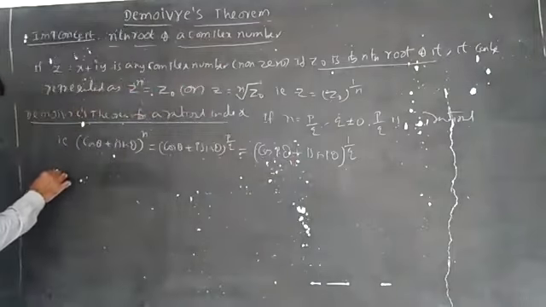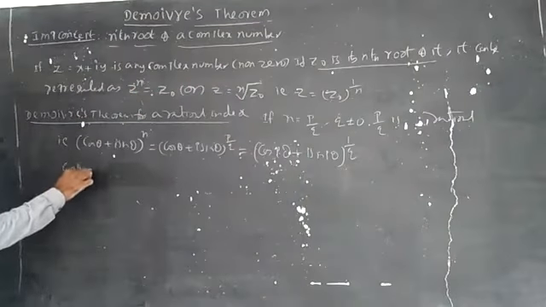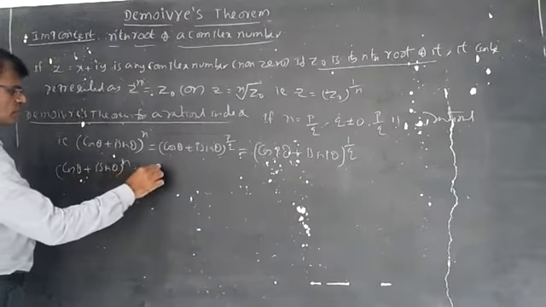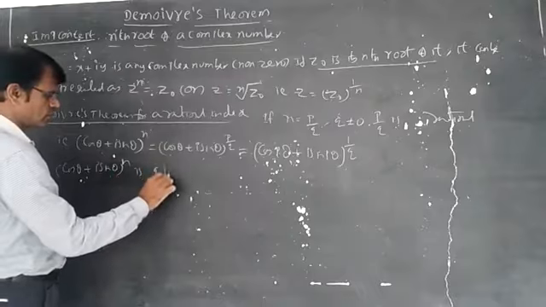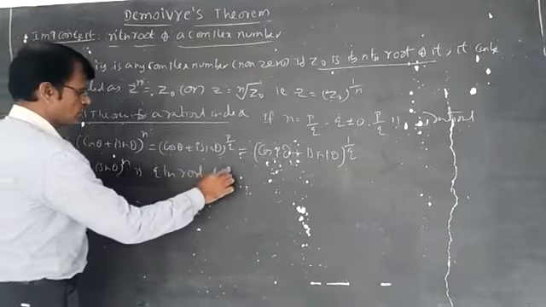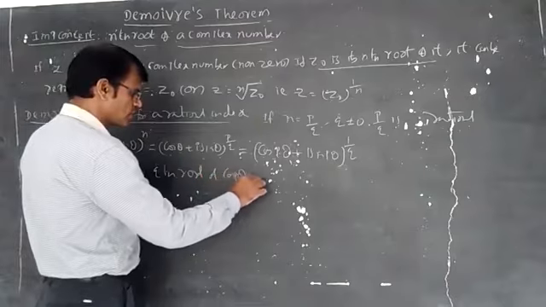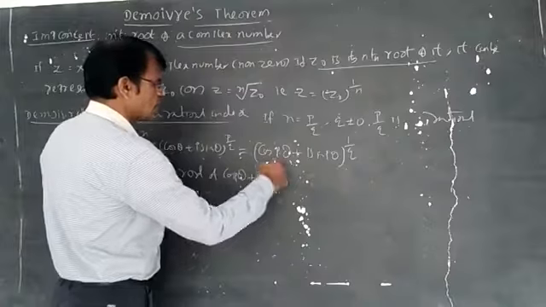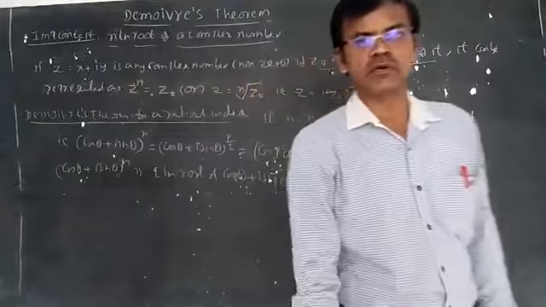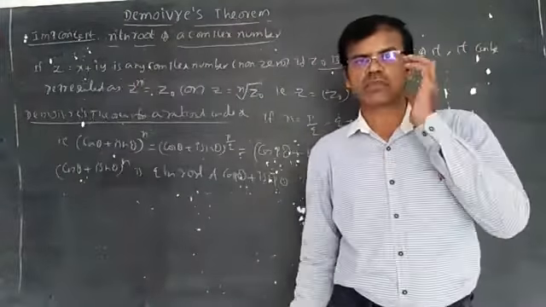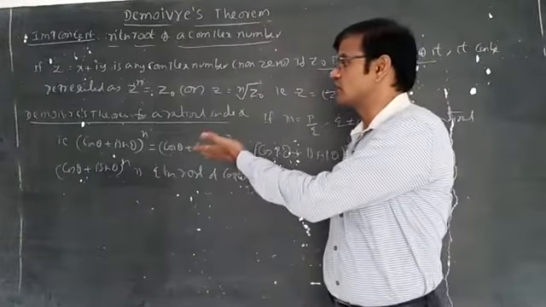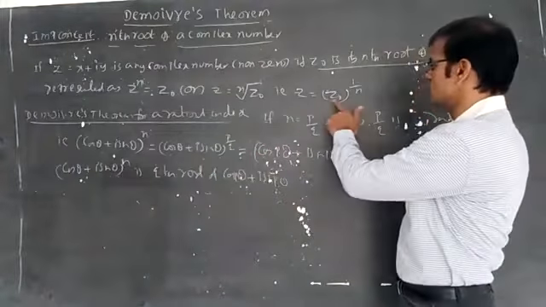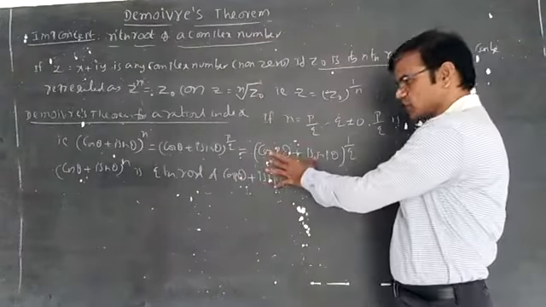Therefore cos theta plus i sin theta whole power n is the q-th root of cos p theta plus i sin p theta. Of course, this cos p theta plus i sin p theta is De Moivre's theorem for cos theta plus i sin theta whole power p. In the similar way, z power n is equal to z naught whole power 1 by n.